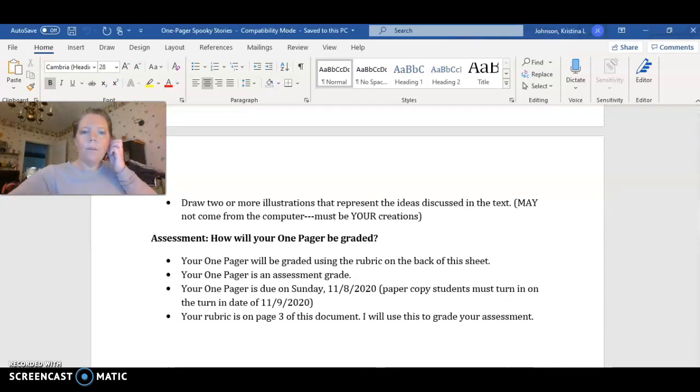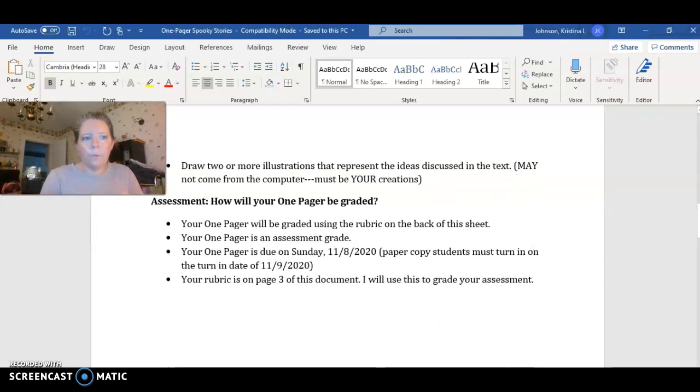So thinking about how it's going to be graded. One, there is a rubric. It's on the 3rd page of this document. This is a test grade. This is a great way to get 100 as a test grade, guys. It is not due until November the 8th, so that is a week from this coming Sunday. It is important to realize that there will be no extra days. It's going to close that evening. And so you need to make sure that it is turned in before the 8th.